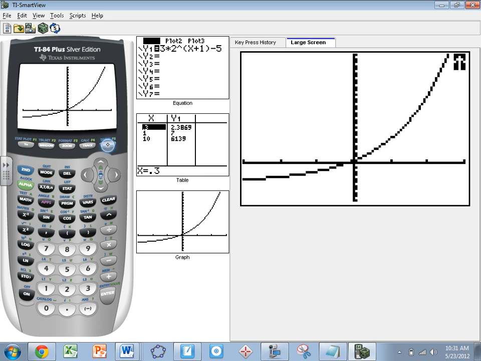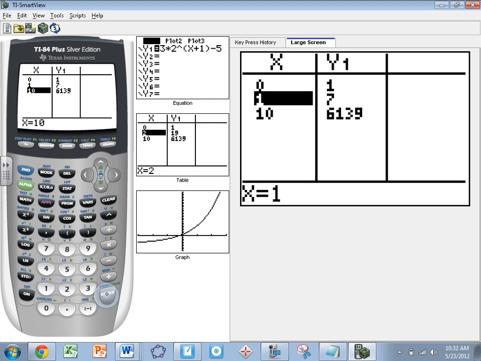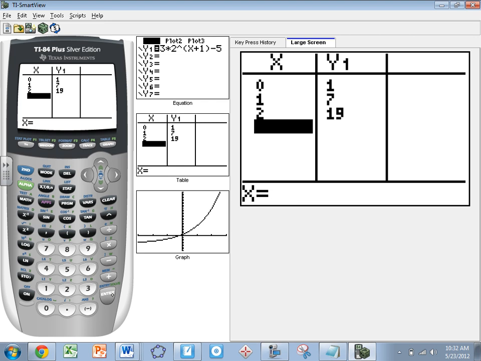If you wonder how many bacteria, let's say at the start, at 0 time, we had one bacterium, which is what we said. We started with 1. After 1 hour, we have 7. After 2 hours, we have 19. But what about after something like 20 hours? I don't want to go through it all the time. So that's where you use your table.